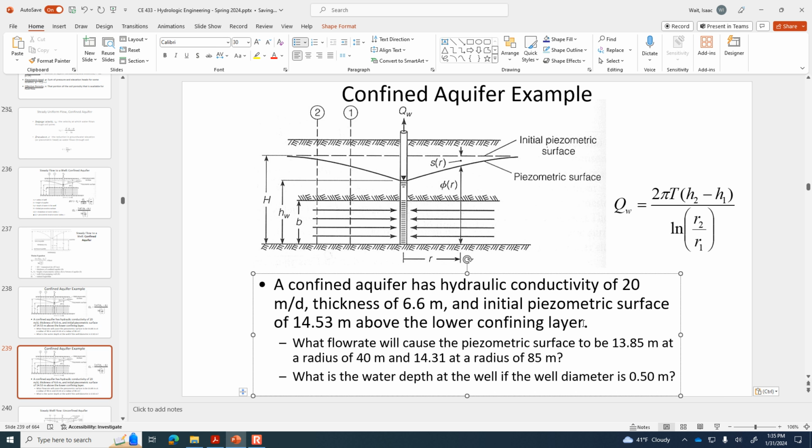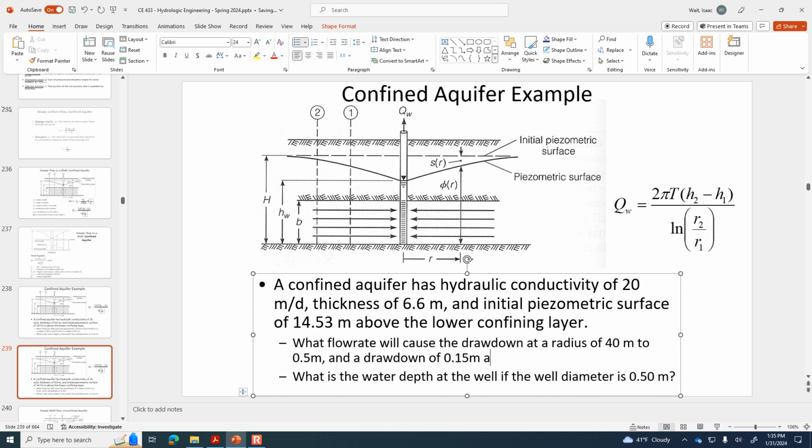Thickness will cause the drawdown at a radius of 0.5 meters and a drawdown of 0.15 meters at 85 meters.